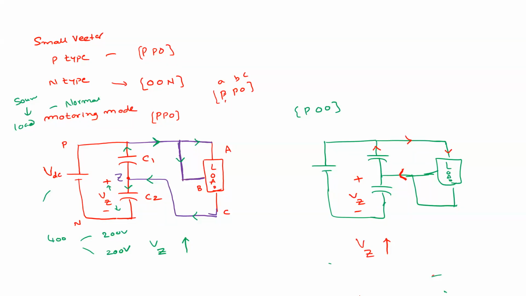So what we understand is that there are six P-type vectors, starting from P00, PP0, 0P0, 0PP, 00P, and P0P. All are having more or less the same equivalent circuits. That means one or two phases are connected to the positive DC bus, and the other phases are connected to the neutral point. Therefore, for all the P-type small vectors in motoring mode, the neutral point voltage is increased.